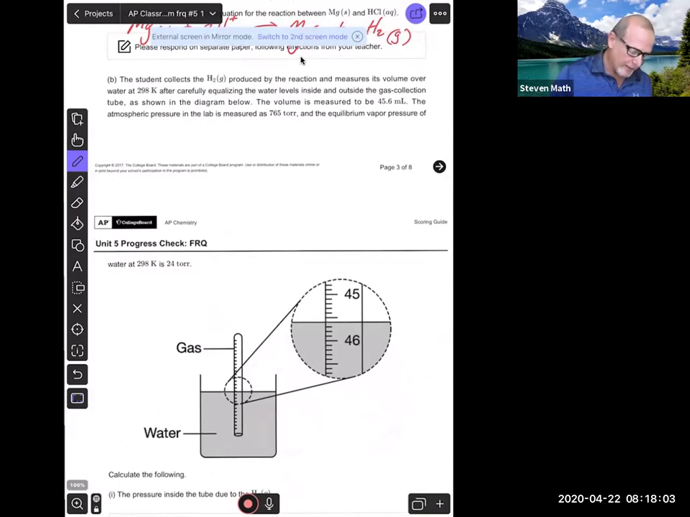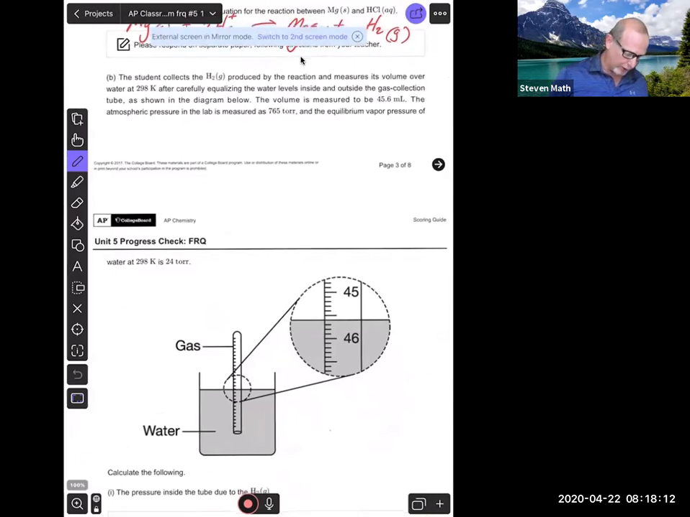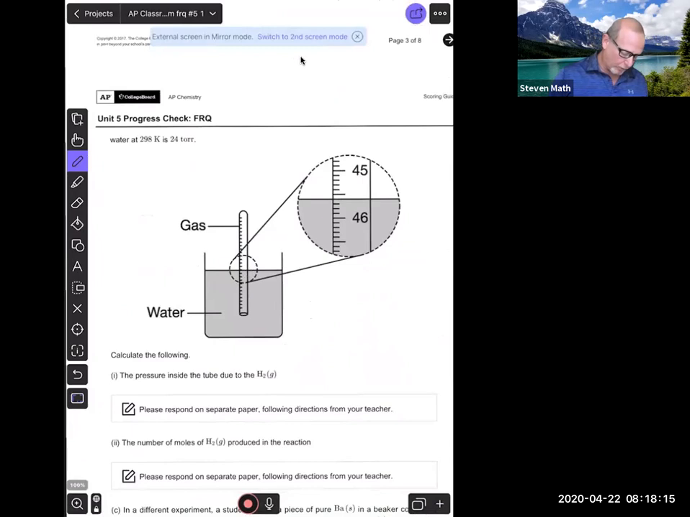Okay, great. The atmospheric pressure in the lab is 765 and the equilibrium pressure of water is 24 torr. It wants to know in number B1, what is the pressure inside the tube due to H2? Well, this is Dalton's law, a gas law, gas collected over water. So here we go. We're going to have P total equals P gas plus P H2O, because that gas is wet.